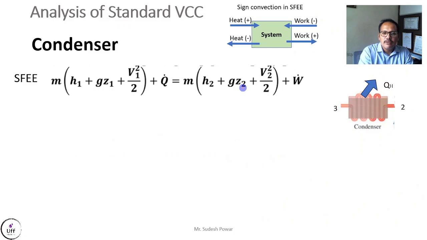Now the condenser. If I apply the steady flow energy equation to the condenser, again there are certain assumptions. This is your condenser, this is the entry to the condenser, and this is the exit from the condenser. The condenser is a device where we are rejecting heat, so Qh amount of heat is rejected from the condenser. At the entry there is some enthalpy, velocity and potential head, and likewise at the exit of the condenser. So let's apply the steady flow energy equation to the condenser.